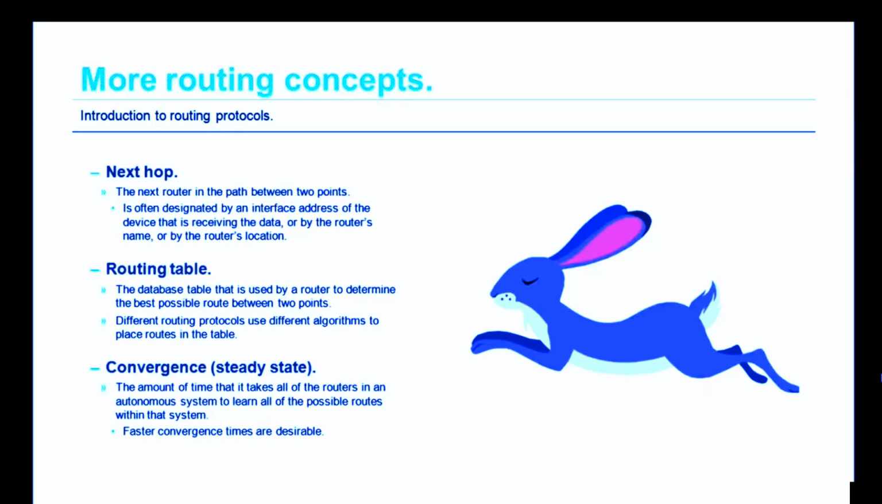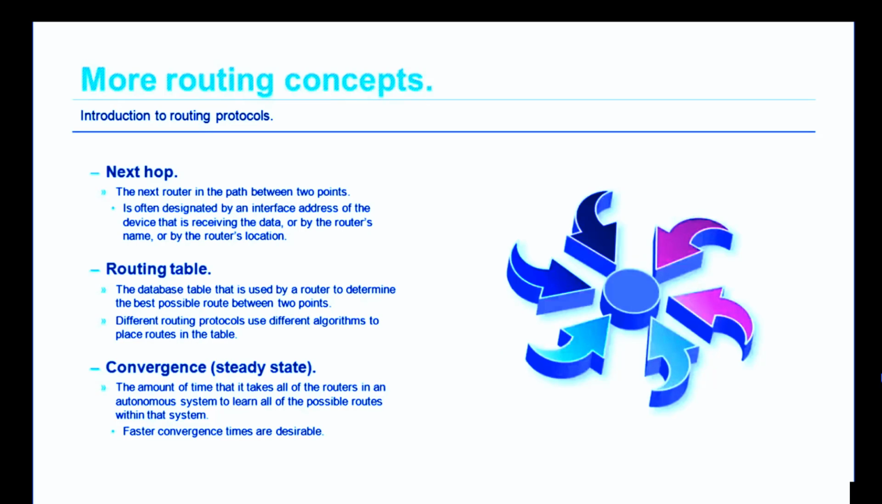Let's talk about the next hop. The next hop is the next router in the path between 2 points. The next hop is often designated by an interface address of the device that is receiving the data, or by that router's name, or by that router's location. The routing table is the database table that is used by a router to determine the best possible route between 2 points. Different routing protocols use different algorithms to place routes in the routing table.